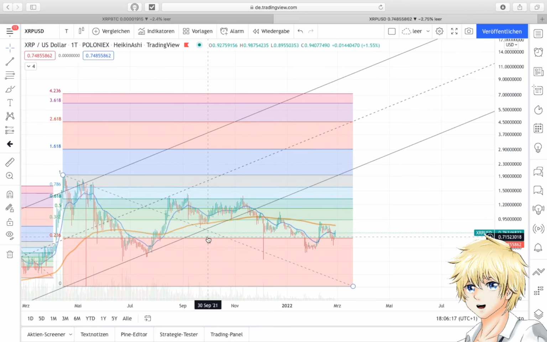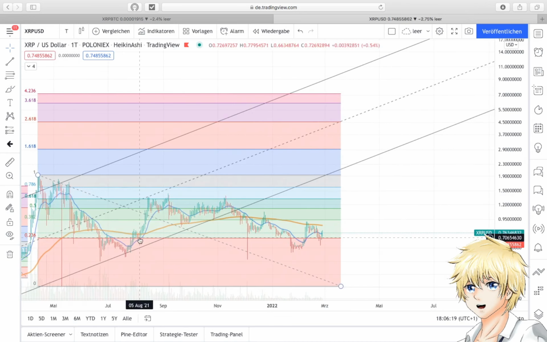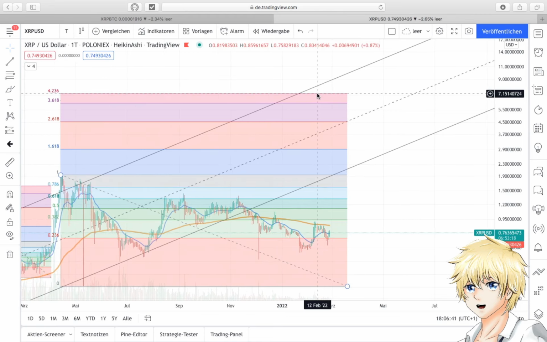I think XRP is always behaving quite similarly to what it's done in the past. And of course, for me, I take the same target, which is the highest, 4.236. And why wouldn't I? Because I've seen XRP has done this already, so it's a natural target for me. And this makes a target of $7.